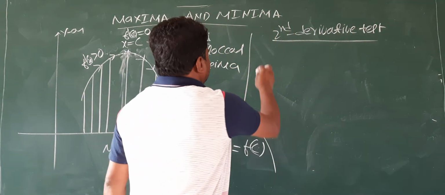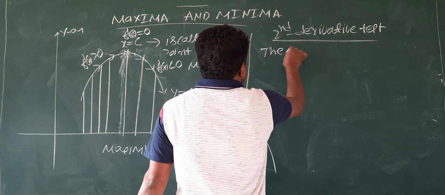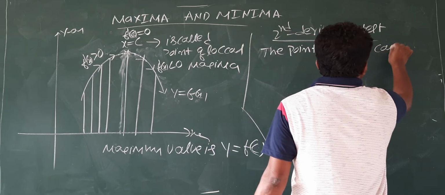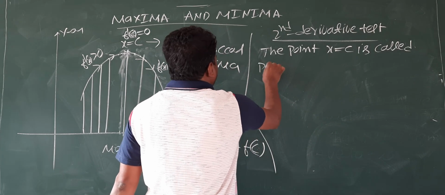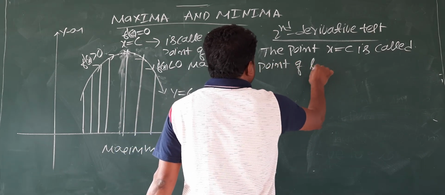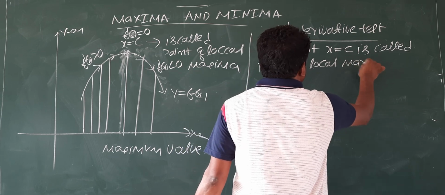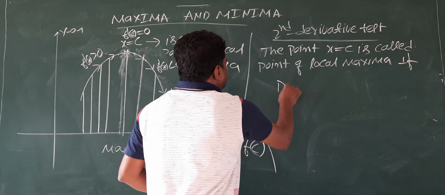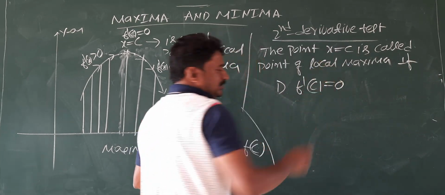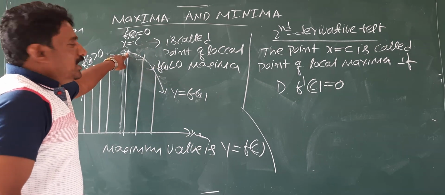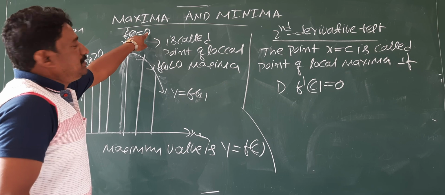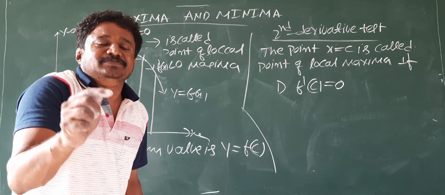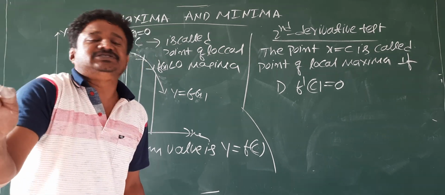The point x is equal to c is called point of local maxima if the first condition is f dash c is equal to 0. So look at this, friends. At the point x is equal to c, f dash c must be 0. f dash x value becomes 0 at x is equal to c.